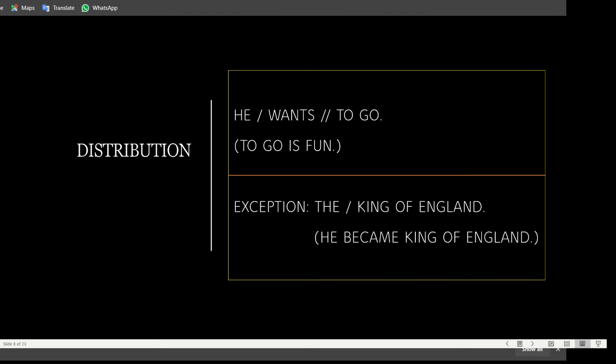So along with that there is one more criterion, that is distribution, which is again similar to the other. Look at the sentence, he wants to go, where the second cut is based on the expression to go is fun. In an expression like to go is fun, the division is there after to go.